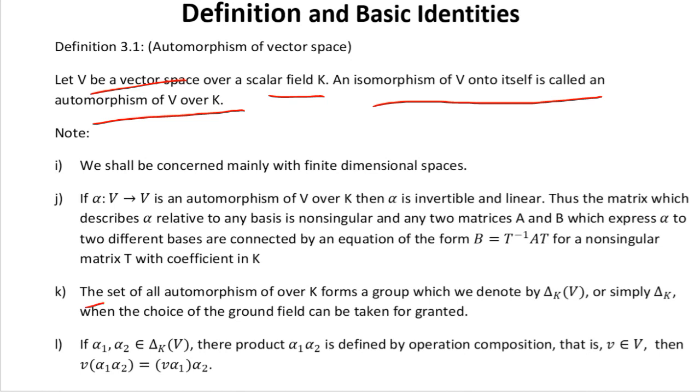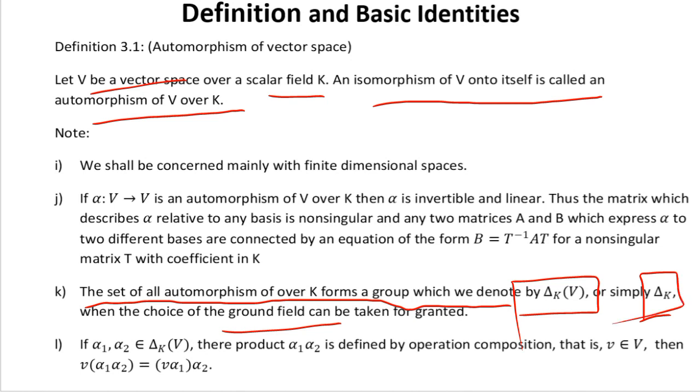we call the set of all automorphisms of V over K form a group, and we denote this. And in short form, when we don't really worry much about the choice of the field, we just write it simply this way. You can pause the screen and read every other information that is given on the screen.